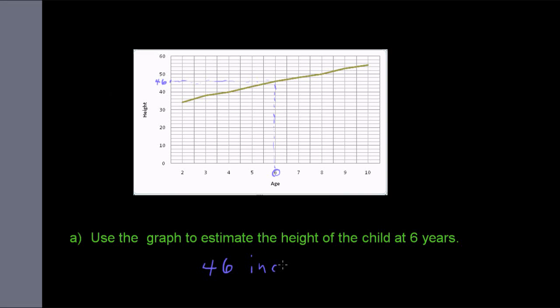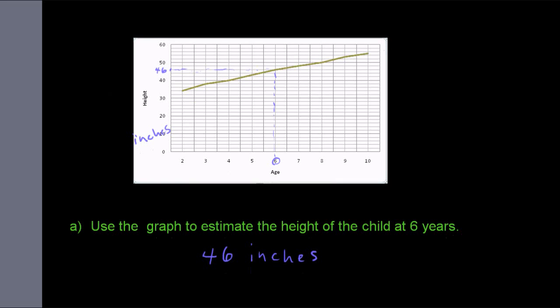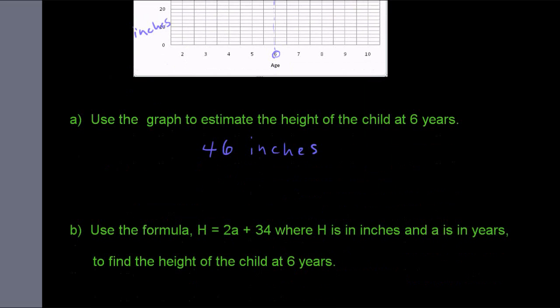And looking back at this graph above, it should have had inches as the units on the vertical axis. I'm just going to write it in inches here, and we probably could have even written years for the age on the horizontal axis.